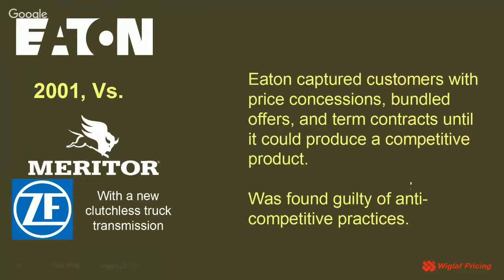So what did Eaton do? Well, Eaton captured market share with huge price concessions and a bundled offering, saying you have to buy this kind of transmission plus the others, which would basically block Meritor and ZF from the market. So the terms of the contract competitively blocked Meritor and ZF from entering the market. What was the result? Well, a few years later, they were found guilty of anti-competitive practices in a lawsuit. Not really surprising, but it's painful. At least Eaton stayed in the market.